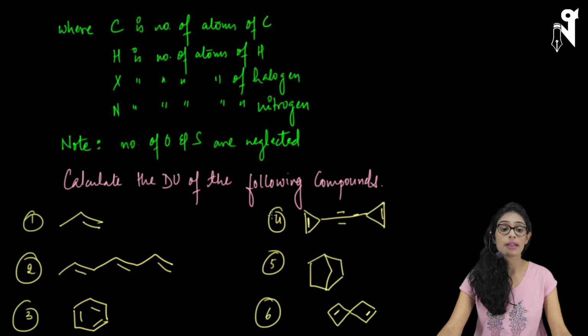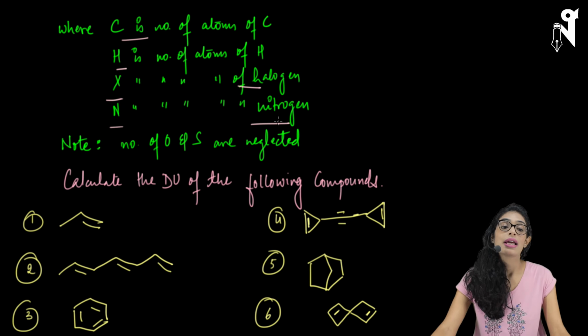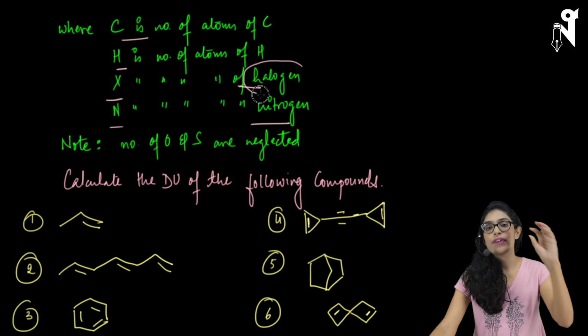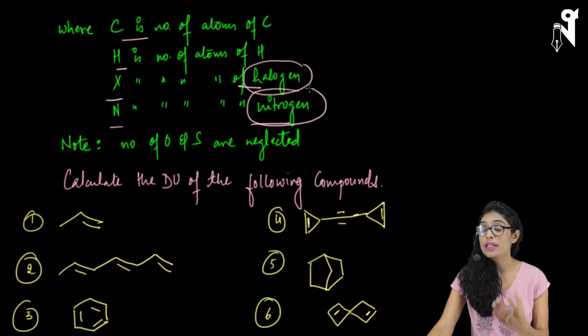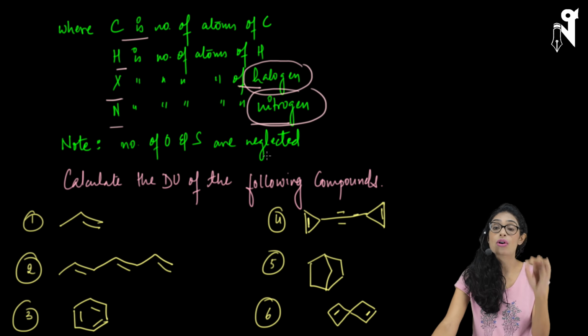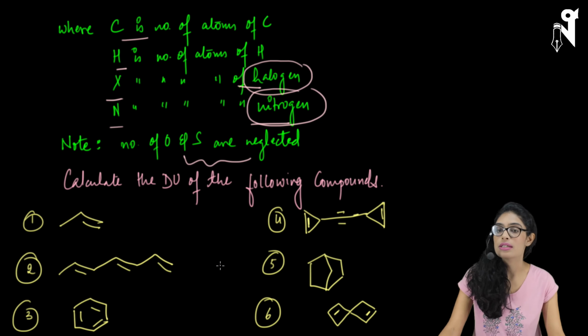Look at this. Again, I'm explaining this to you. C is the number of carbon atoms. H is the number of hydrogen atoms. X is the number of halogen atoms. N is the number of nitrogen atoms. Basically, the place of X represents the number of monovalent atoms, the place of N represents the number of trivalent atoms, and divalent atoms like oxygen, sulfur are neglected completely for the calculation of degree of unsaturation.